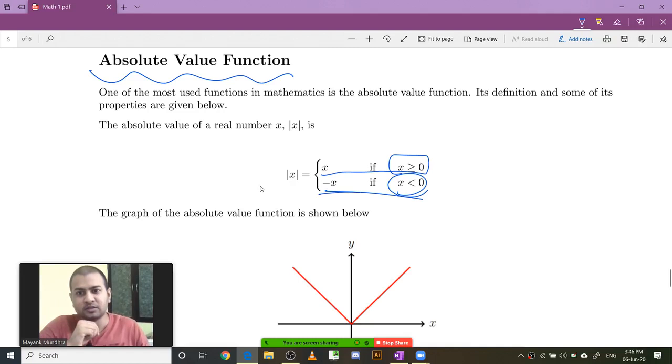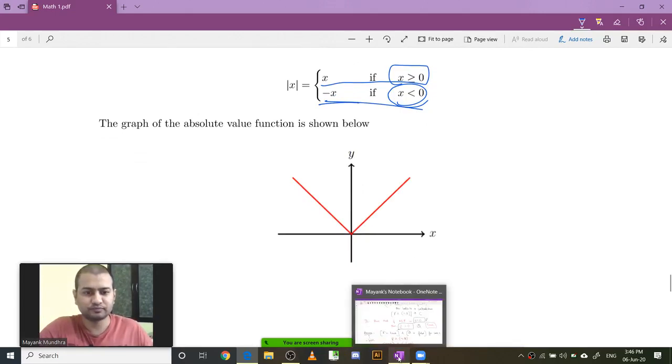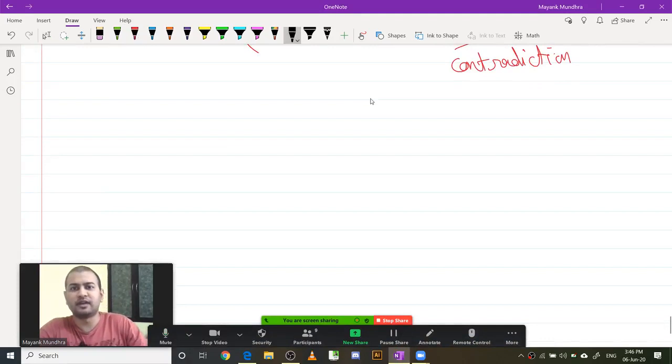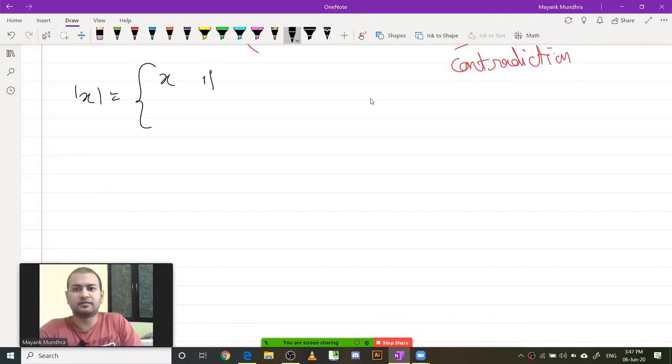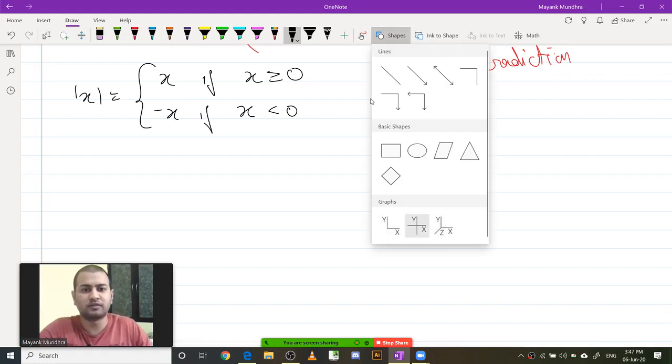Okay. So it reports the magnitude of the real number, so to say. It does not report the sign, just the magnitude. So this is what the graph of an absolute value function looks like. I have defined my mod x function as x if x is greater than or equal to 0, and minus x if x is less than 0.